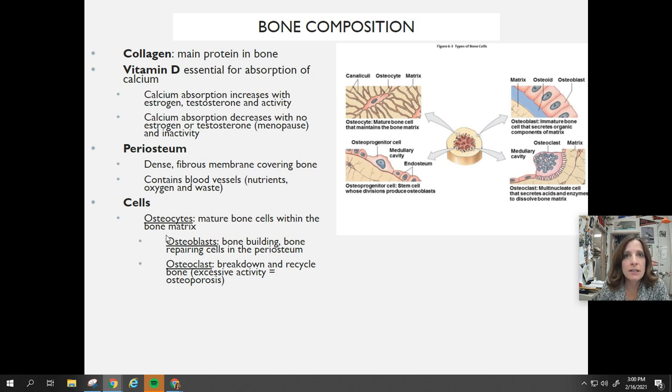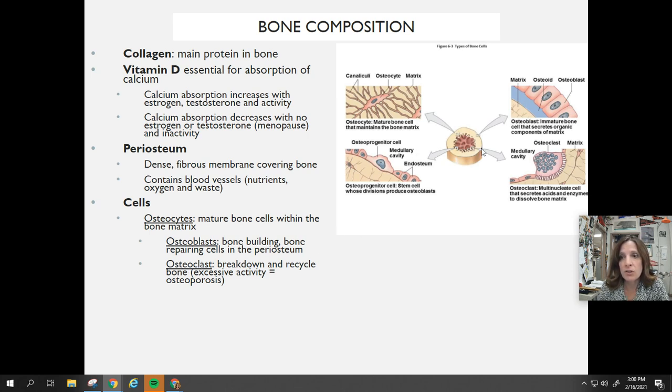And there's some cells that you need to know. Osteocytes, so again, osteo means bone and cyte means cell. So those are mature bone cells. And then you've got osteoblasts, which build bone, and osteoclasts, which break bone down. And so when you have something called osteoporosis, it means that you have excessive activity of these osteoclasts.